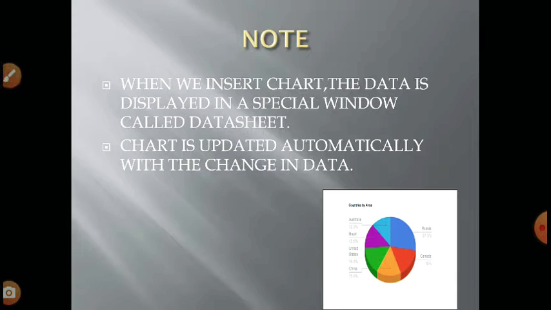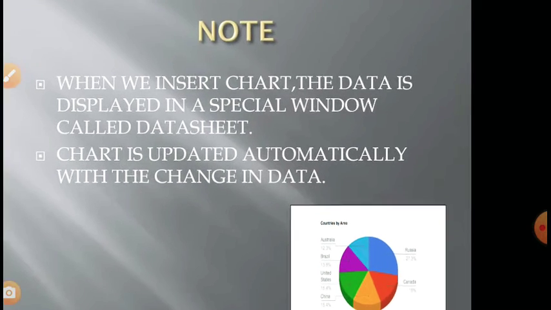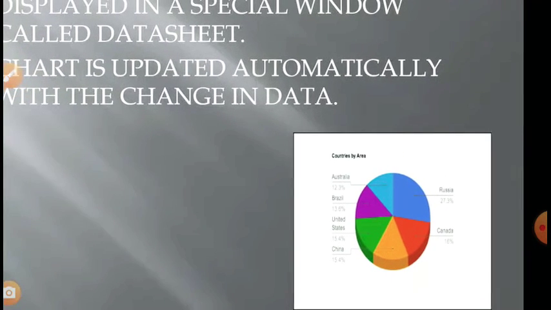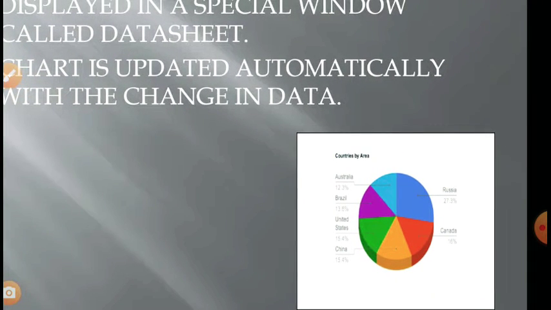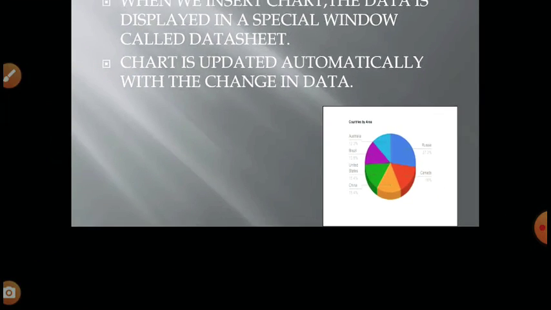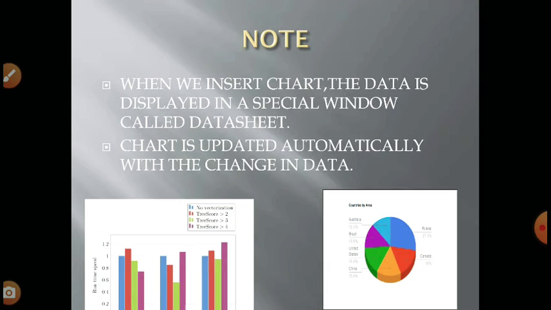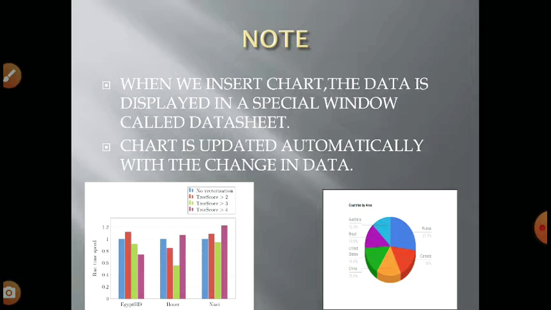See, this is some example or picture of chart. See, this type of chart is called your pie chart. We'll study it in our next class. Now see, this is called your column chart. Okay class, we are moving forward now.